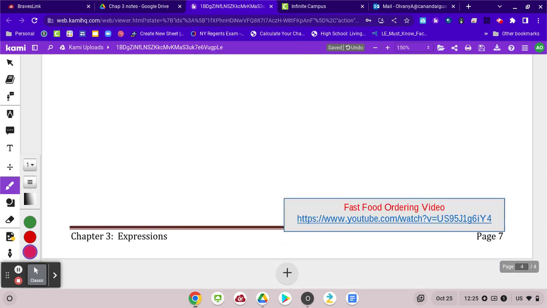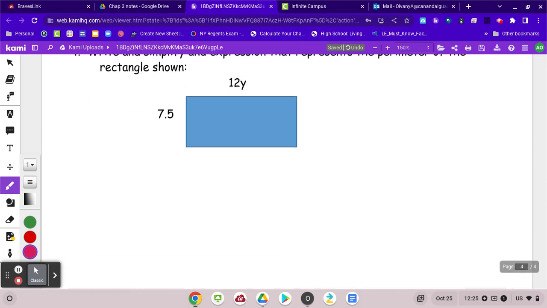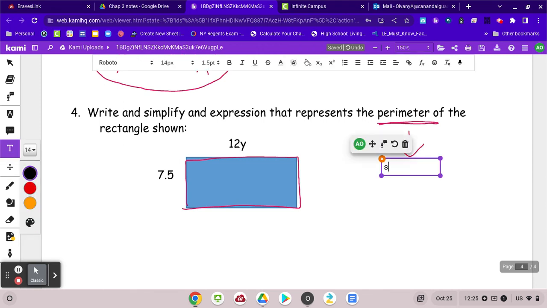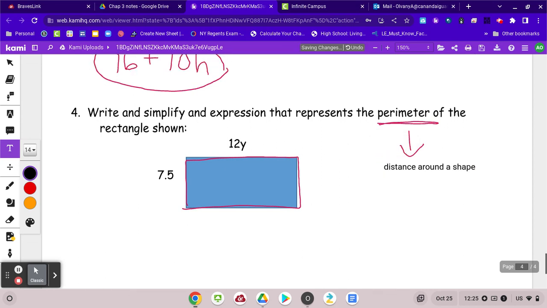This one's kind of difficult, and it's our last one. It says, write and simplify the expression that represents the perimeter of the rectangle. Perimeter is the distance around a shape, all the way around. So let's write that because that's really important to know that this means distance. I can't type. I really can't type. Distance around a shape. Good thing I'm typing, okay?